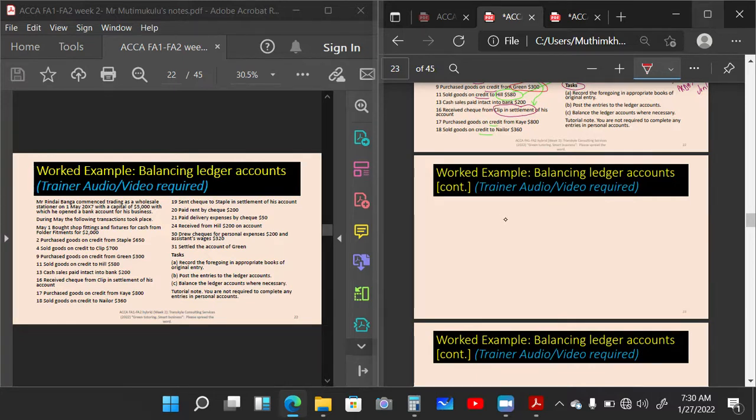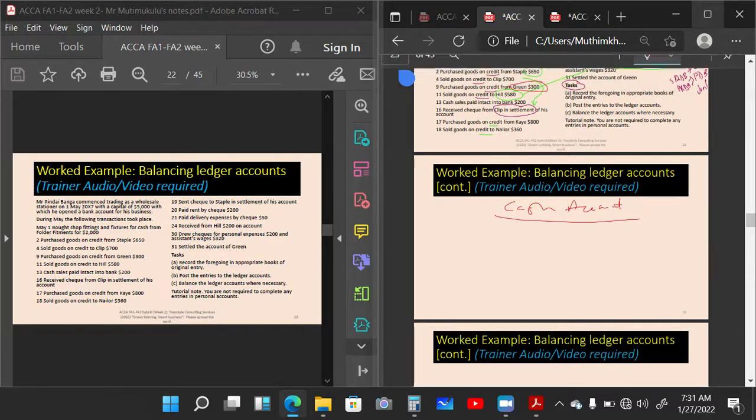Let's start with the cash account. The cash account is part of the ledger account. Okay, the cash account here now, these are now double entry transactions. Because when you talk of ledger accounts, we are now talking of complete double entry, where we have got T accounts. These sometimes are called T accounts, where we have got the debit and the credit side.